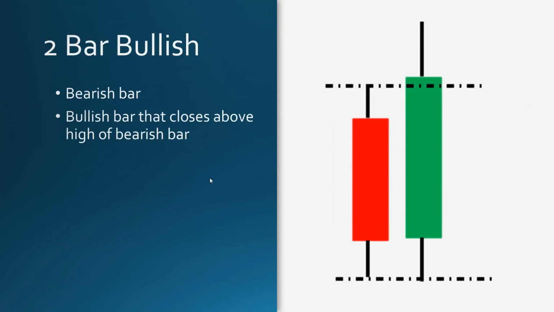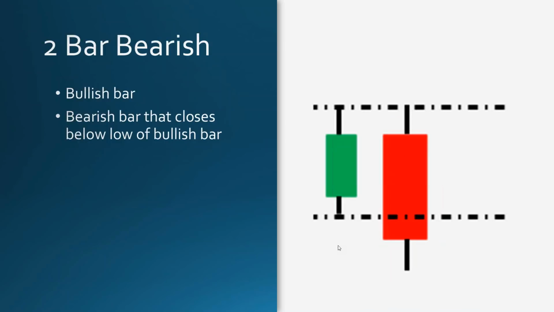Now, this is also a 2-bar bullish, okay? You have a bearish bar followed by a bullish bar that closes above the high of the previous bar, okay? This is indicative that the next price bar will also be bullish.